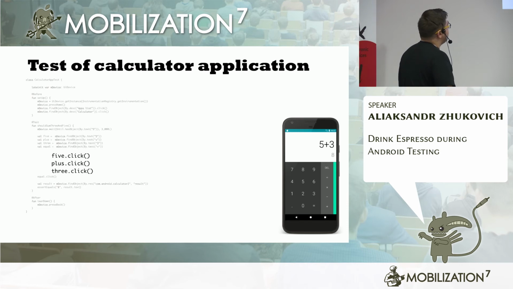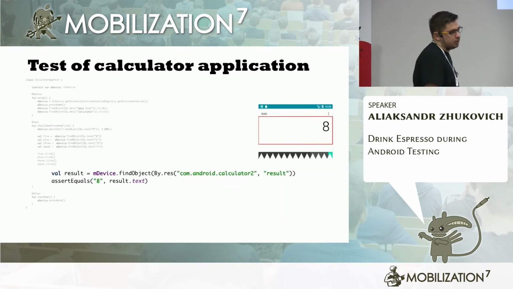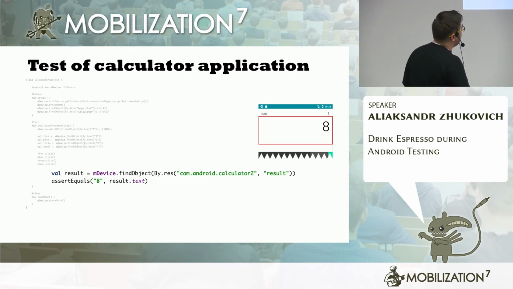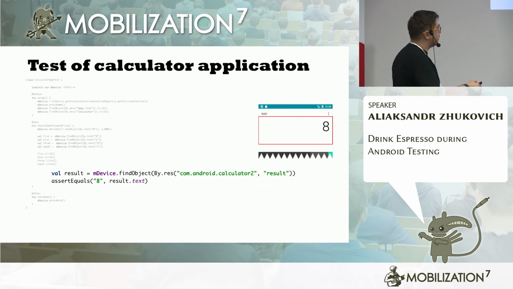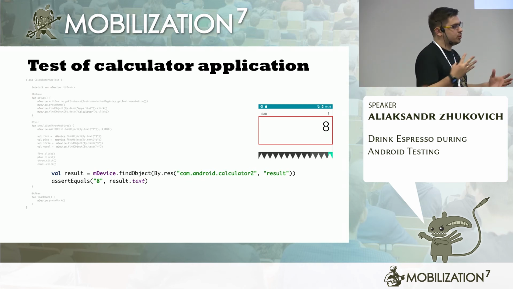And finally, we interact with our views. In our case, it's buttons, and we just click on it. Finally, we click the equals button and check, in the GUnit way, the result from our result view. As you can see, it's pretty simple, and it emulates user behavior.